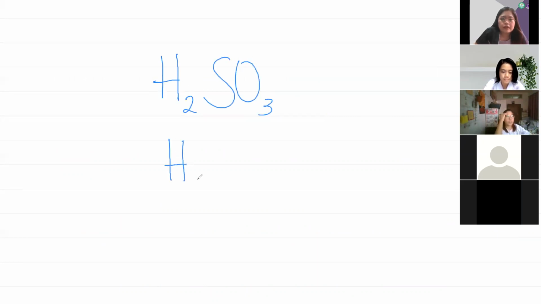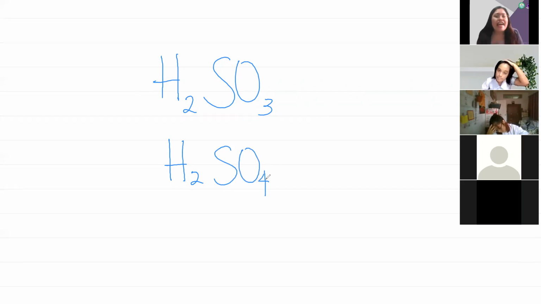Let's have first these. These are all acids. You have hydrogen, we have oxygen, and sulfur as the central element. But how do we name them? H2SO3 and H2SO4. Go ahead and try. Apply the guideline that I mentioned.